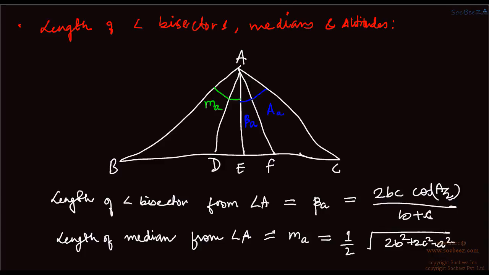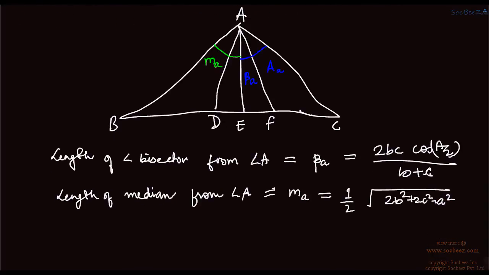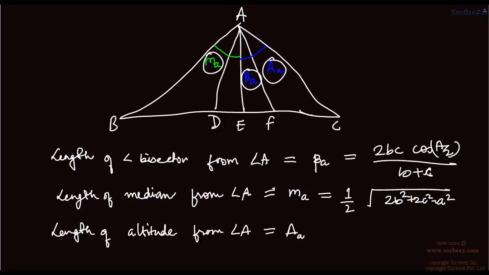Okay, third formula, length of altitude from the angle A, that is equal to h_a. Okay, I have written it here: beta_a, m_a and h_a. These are the lengths of these sides, AD, AE and AF. Okay, so h_a will be AF, that is equal to 2 delta upon a. Delta is the area of the triangle.